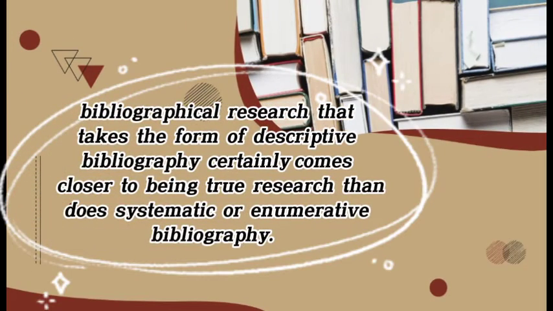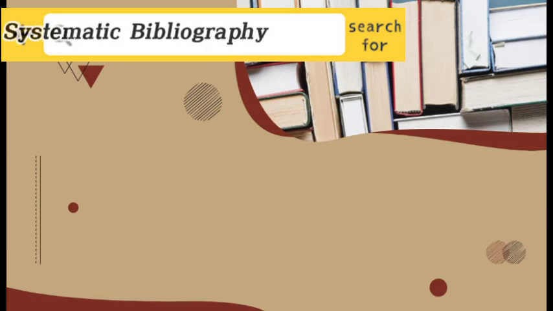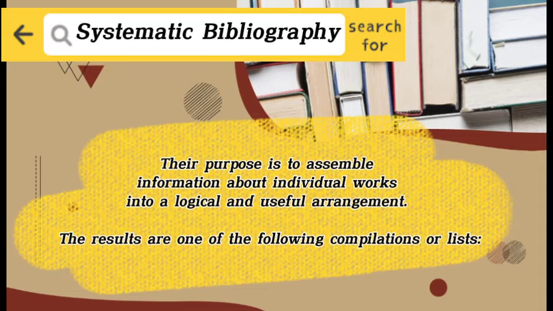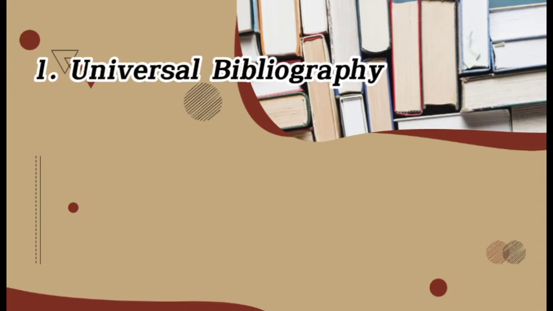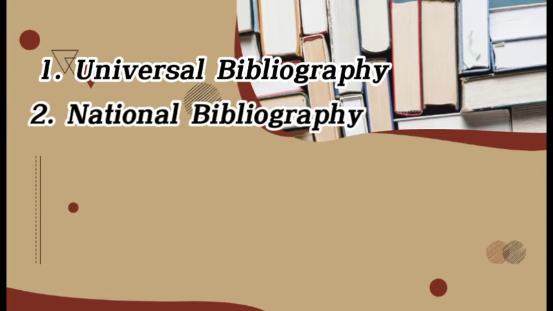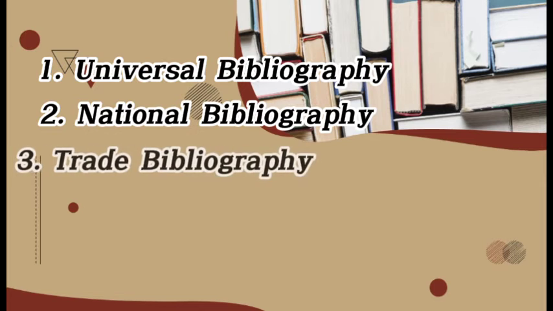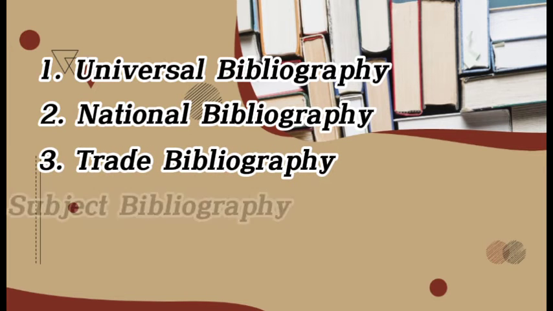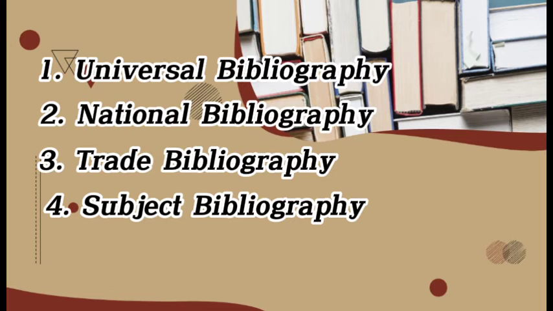Bibliographical research that takes the form of descriptive bibliography certainly comes closer to being true research than does systematic or enumerative bibliography. Systematic bibliography. Their purpose is to assemble information about individual works into a logical and useful arrangement. The results are one of the following compilations or lists. 1. Universal bibliography. 2. National bibliography. 3. Trade bibliography. 4. Subject bibliography.